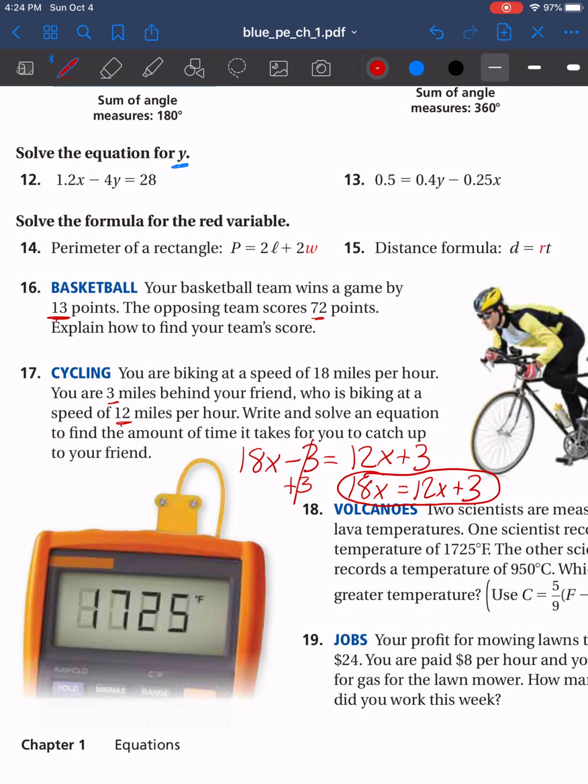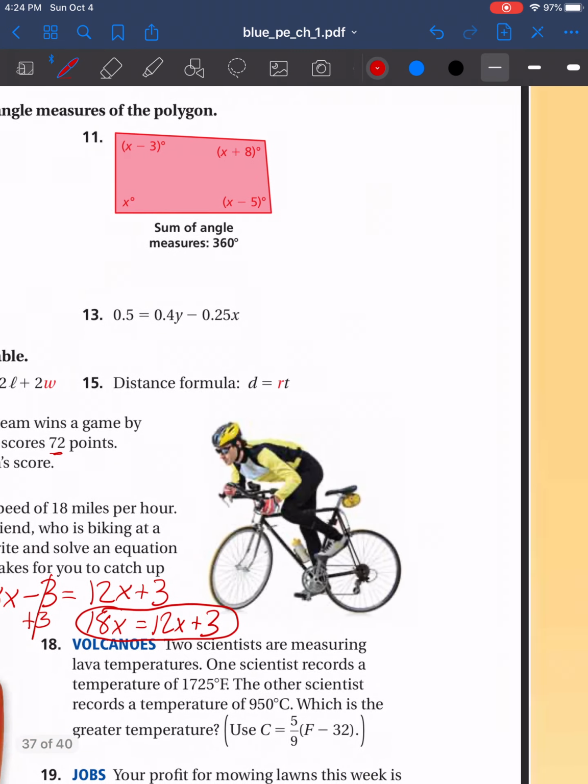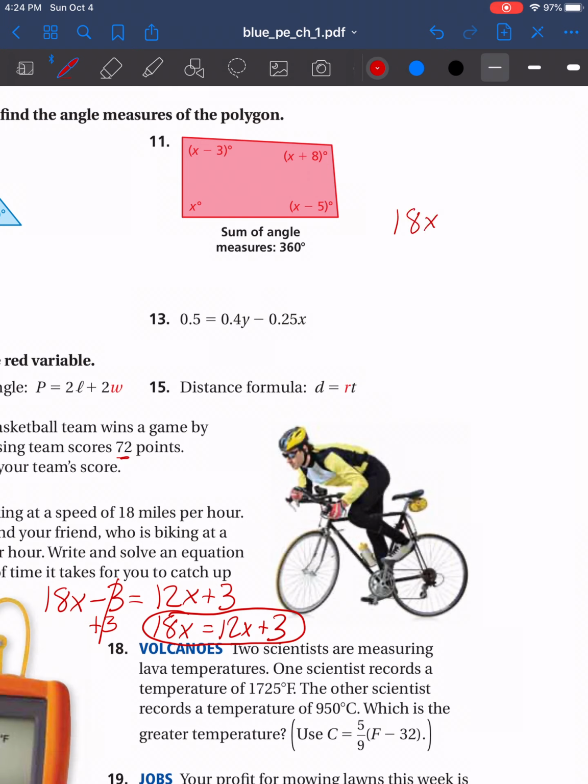Now, I want to know how long will it take before I can catch up to my friend. So now I can go solve for x, okay? So I'm going to rewrite this over here where I have some space. Okay, how do I get my x's together? I'm going to move my 12 onto this side. So to do that, I'm going to subtract 12x. Okay, so 18 minus 12 is 6. 6x equals 3. Divide by 6, divide by 6.